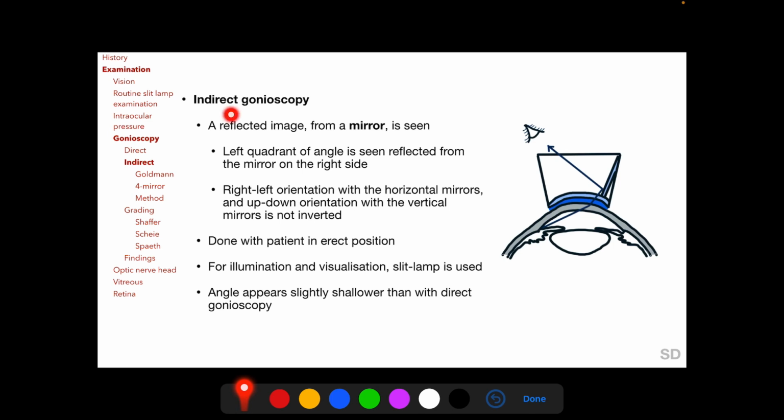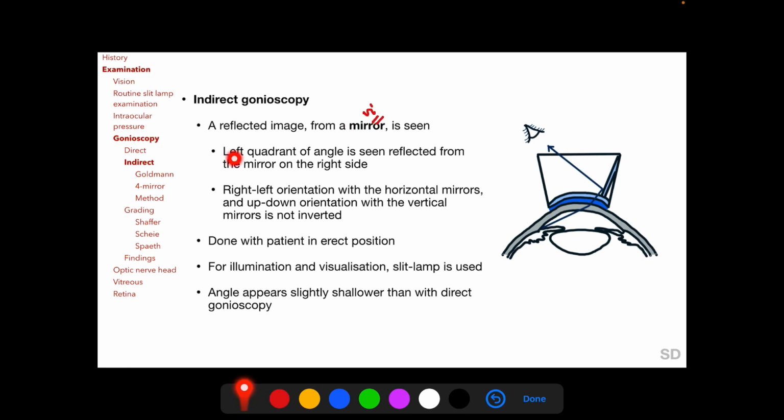In indirect gonioscopy, the observer is looking in a direction opposite to the quadrant of the angle being examined, and a reflected image from a mirror is seen. The angle of inclination of the mirror is described as the angle the mirror subtends with the surface of the gonio lens towards the observer. That indirect gonioscopy lenses have a mirror is very important to remember.